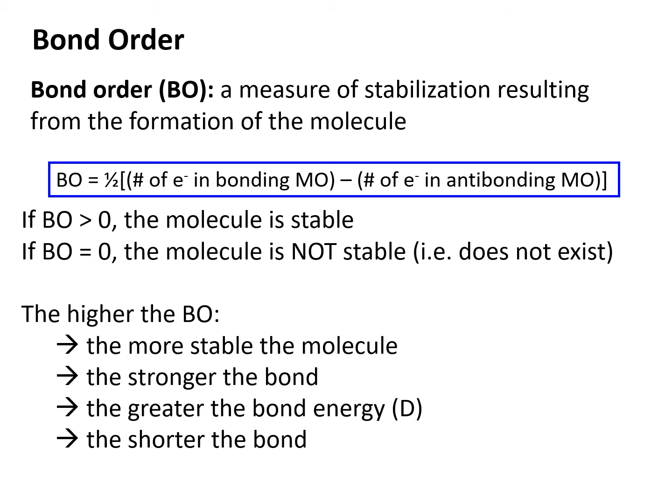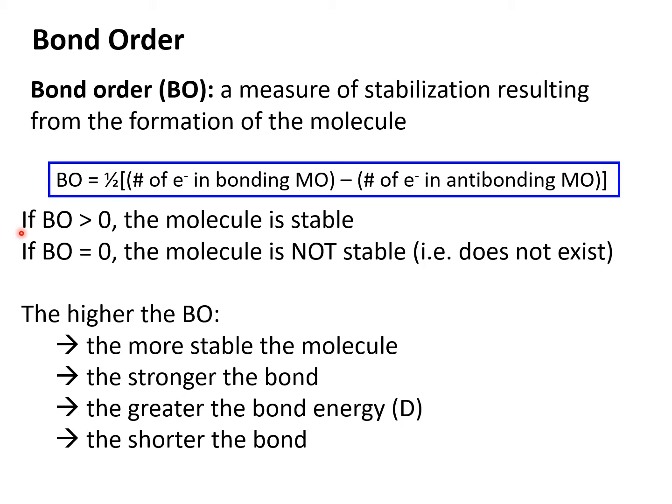Molecular orbital diagrams also allow us to calculate the bond order of the molecule. The bond order is defined as the measure of stabilization that results from the formation of the molecule. The equation for calculating the bond order is: the bond order equals 1/2 times the number of electrons in bonding molecular orbitals minus the number of electrons in antibonding molecular orbitals. The term 1/2 is required because it takes 2 electrons to make a covalent bond.